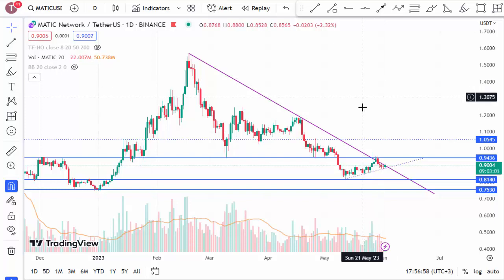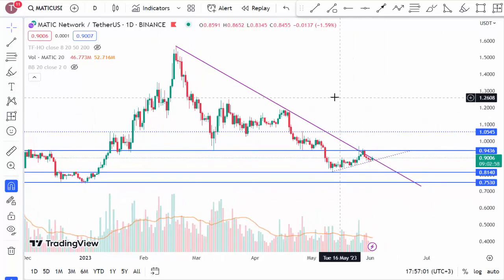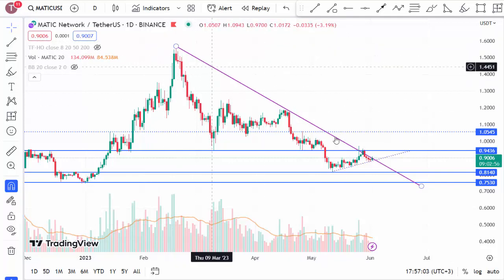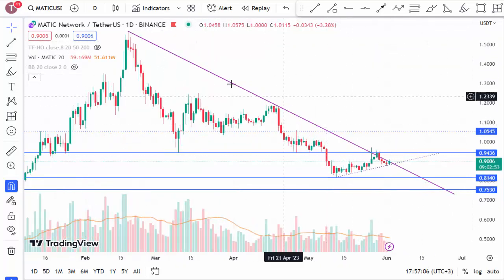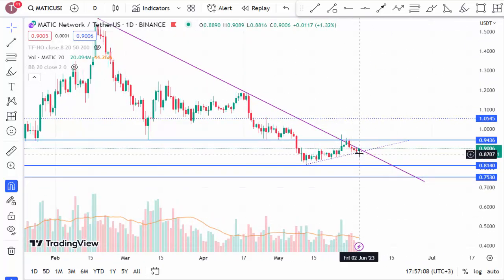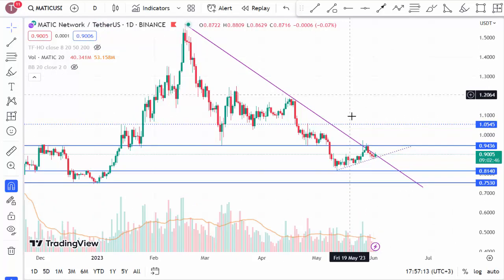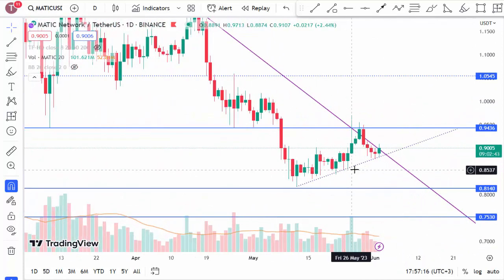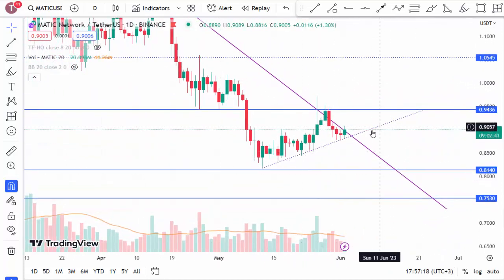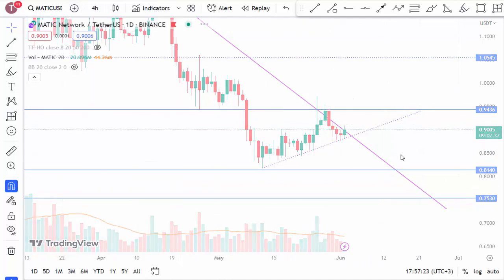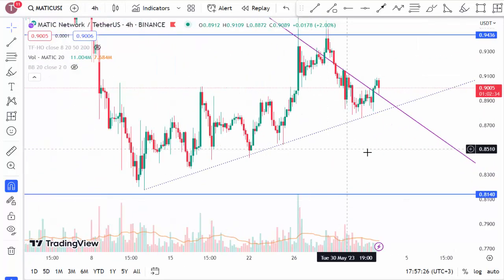Today, we will share the technical analysis of Polygon coin. As you can see, our previous videos have drawn a descending trend line in this area. However, the descending trend line is yet to be decisively broken to the upside. Why will it break? If we explain that, as you can see, we have an ascending trend line here as well. We have drawn the ascending trend line for you on the 4-hour time frame.